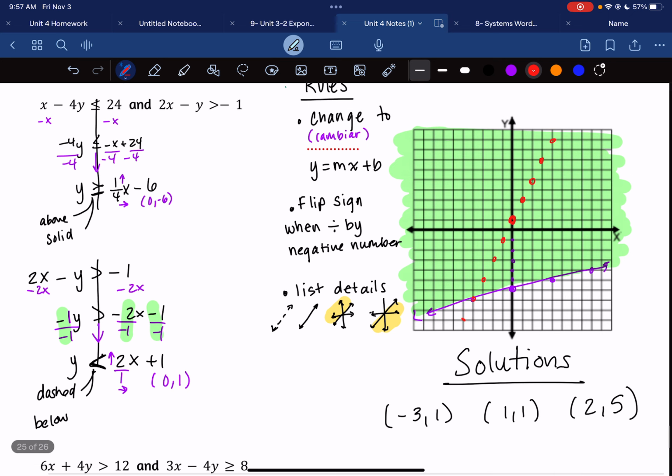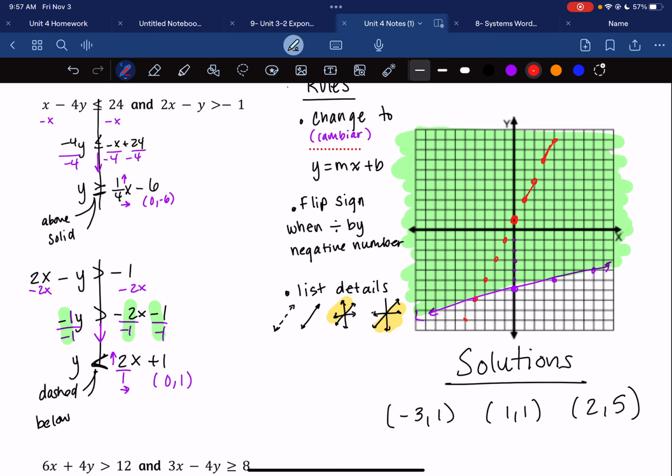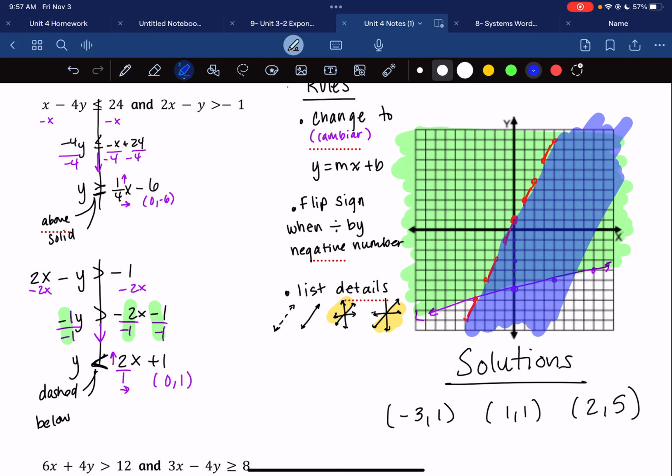Now we need to do a dashed line. So I'm going to connect these like that so it's not a continuous line. And then I need to shade below. So I'm going to go here real quick, hit this bad boy, and then shade below. And then everything below that line, right? Everything below that line. Hold on. All right, cool.